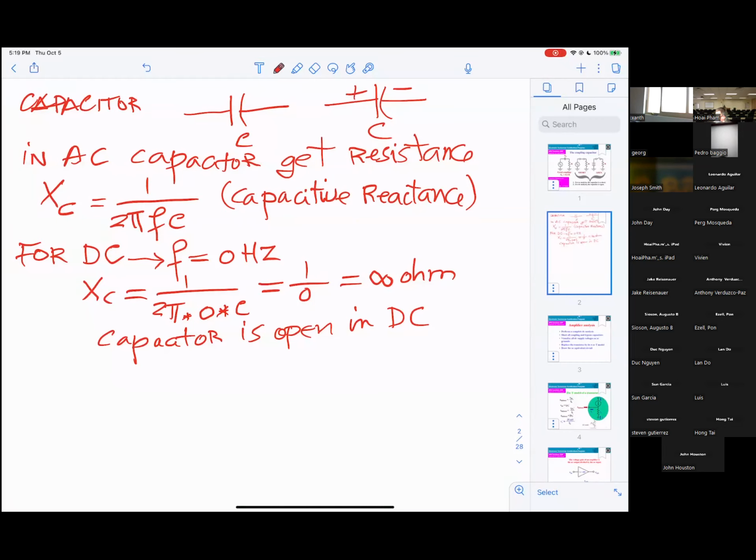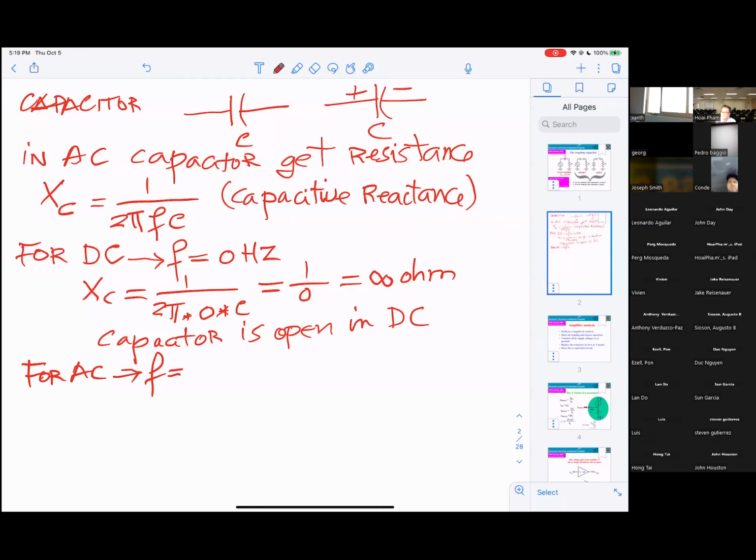Okay? For AC, what frequency equal? But the question is, I said for the AC circuitry, what frequency equal, 1 kilohertz, 10 kilohertz? Any number, telling me what F equal?